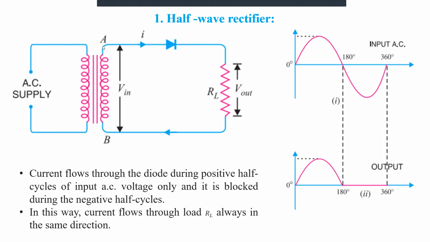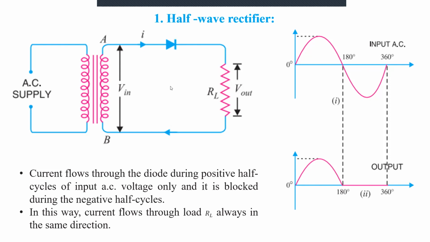During the negative half cycle, the input current direction gets reversed. Then end A becomes negative and end B of the transformer becomes positive. Because of that, the negative terminal is connected to the P region of the diode, so the diode is reverse biased. When the diode is reverse biased, it will not conduct electricity. So during the negative half cycle there is no output, that means the current will not flow through the load resistance. Only during the positive half cycle will the diode conduct and the output will be in the form of half waves, and the negative half cycle is eliminated.